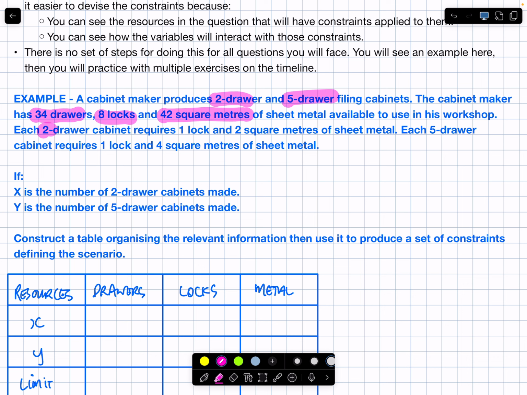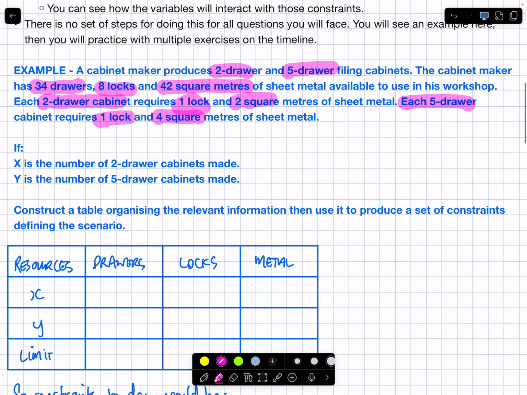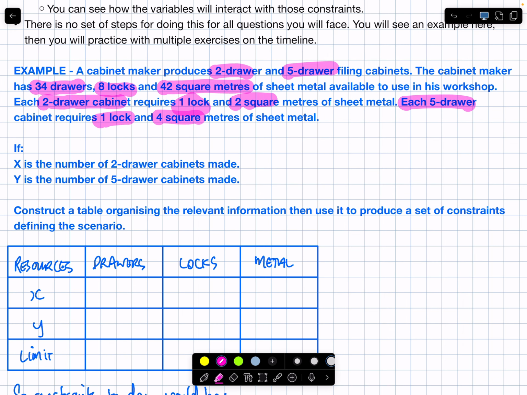So 2-drawer cabinets, how many locks do 2-drawer cabinets use? 2-drawer cabinets require 1 lock and how many square meters of metal? 2. What do the 5-drawer cabinets use? How many locks? 1. How many square meters of sheet metal? 4. That's our important information. Can you just get the example down and we'll go into the table after?